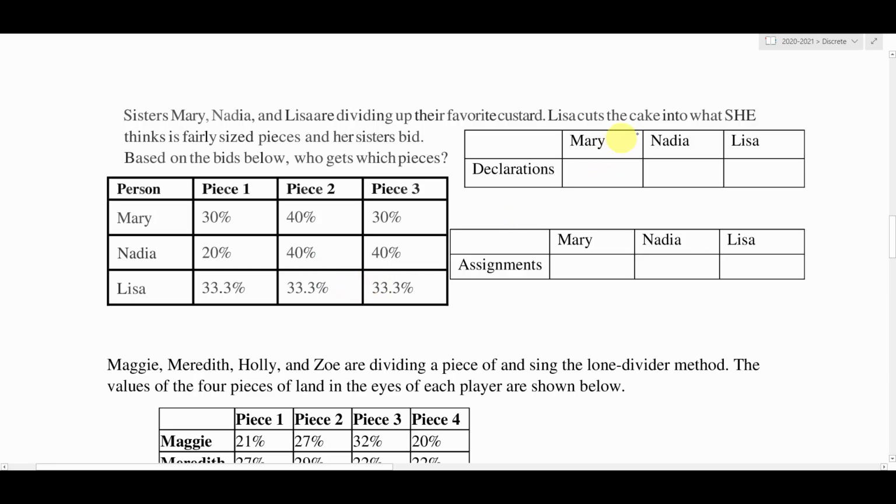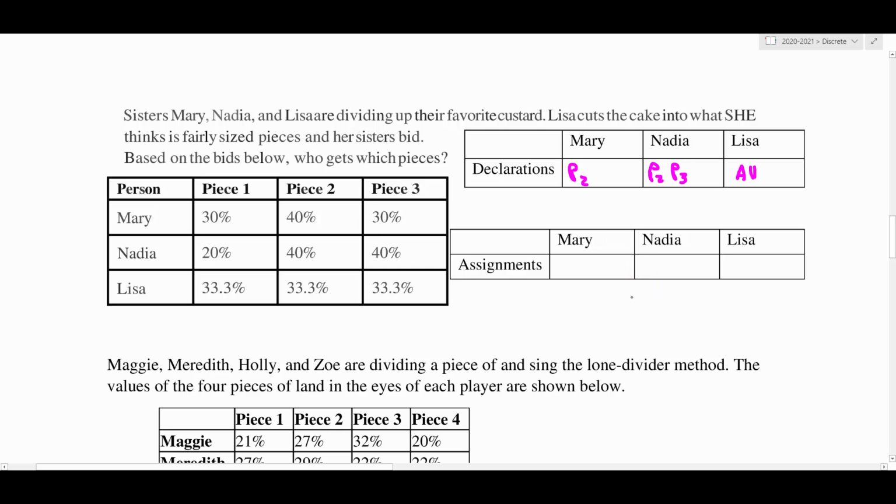And then we go through and we start getting our declarations for each of the 3 sisters. So Lisa's going to be okay with all of them. And then we go through Mary. Mary is going to be okay with piece 2, and Nadia is going to be okay with piece 2 and piece 3.